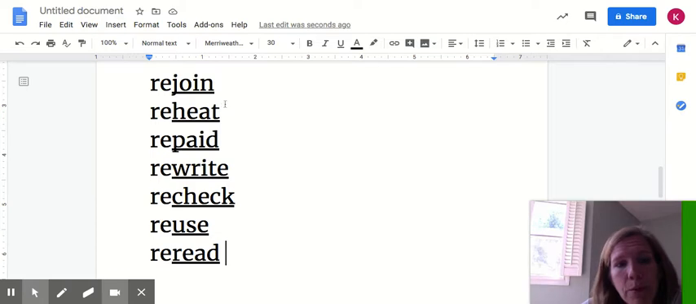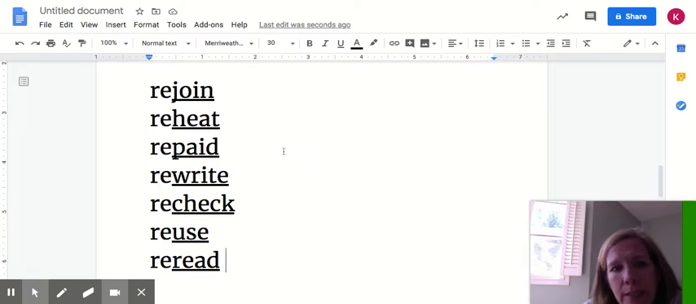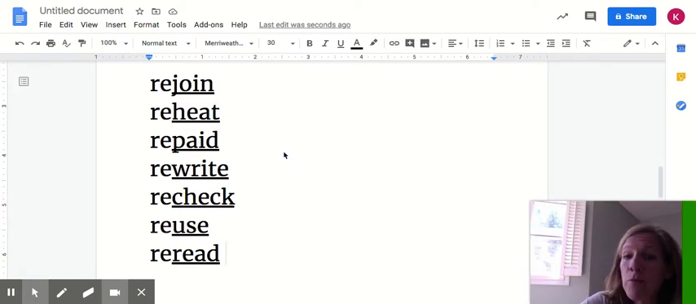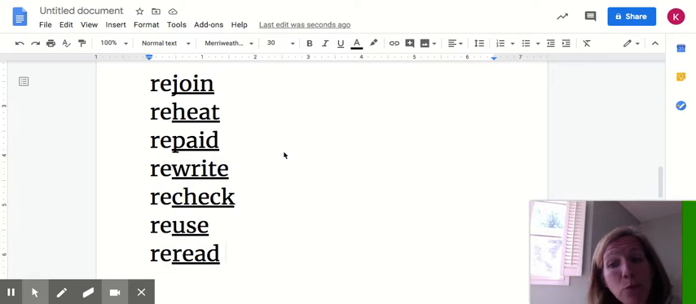Okay, so now what I want us to do, because these words are not that challenging for us to spell, I want us to just take a look at the roots. What part of speech are all these roots? Join, heat, paid. So some of them can be nouns, but when we use it with the prefix re, actually they're all verbs, right? So it's an action.